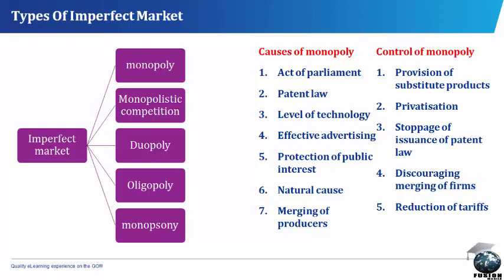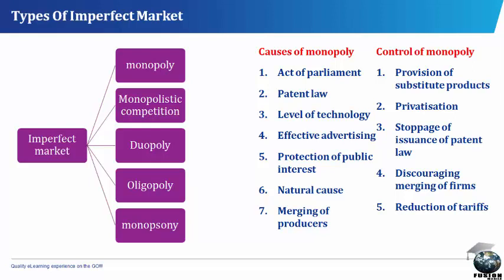The Patent Law. This is a law that gives a firm special privilege to protect its new invention in case other competitors are aware. Level of technology. If a firm develops its techniques of production whereby it produces goods at cheaper rates, it may force other competitors out of production. Effective buying.